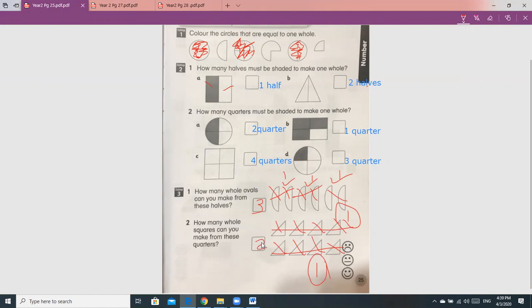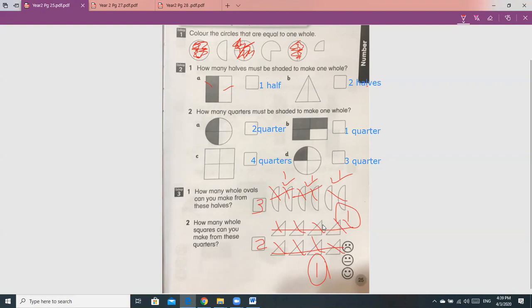2 halves make 1. 4 quarters make 1. Okay, so I want you to know from here that 1 whole means 2 out of 2. I eat 2 parts from the 2. 1 whole means I eat 4 parts from the 4. So 4 quarters make 1 whole, 2 halves make 1 whole. That's what I want you to know about a whole.